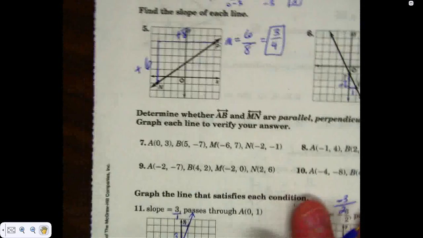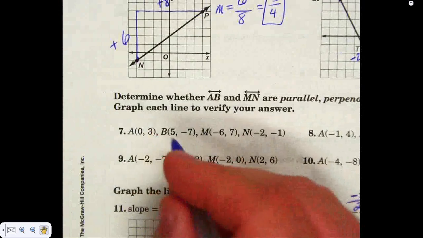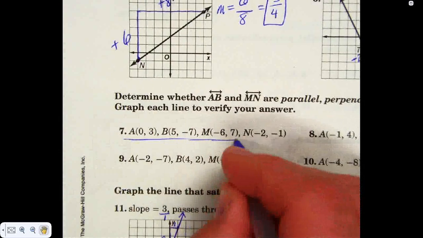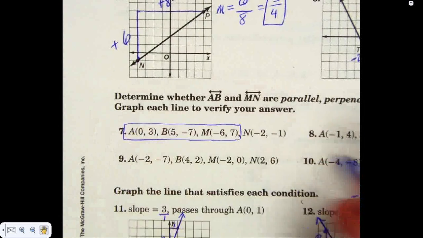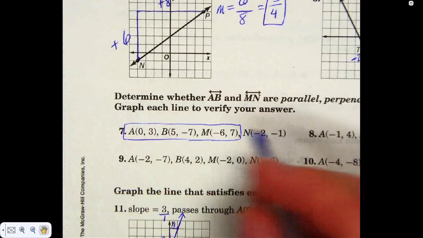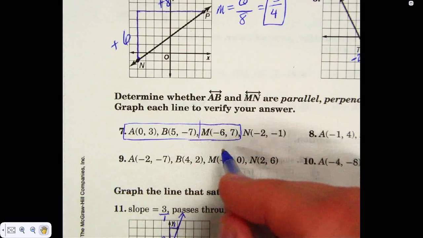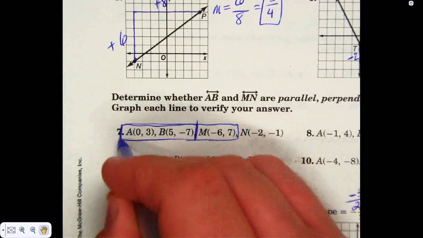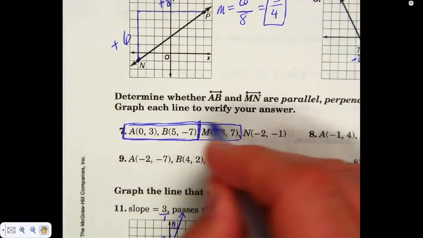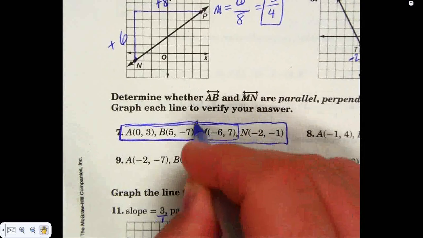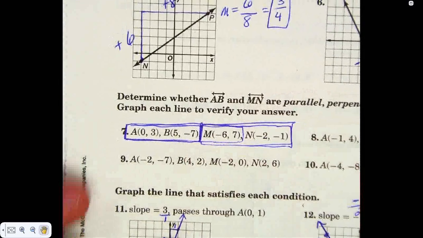Okay, back to this one. Let's look at number 7. They ask us to determine how the lines that go through these 2 points relate to each other. I'm sorry, AB and what? MN.